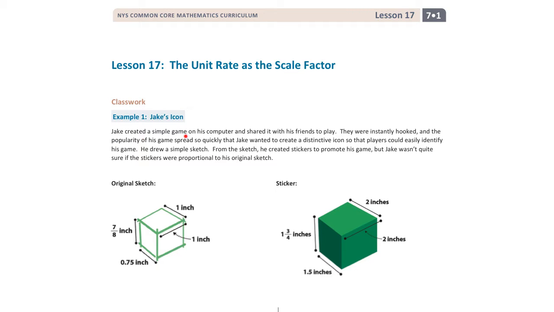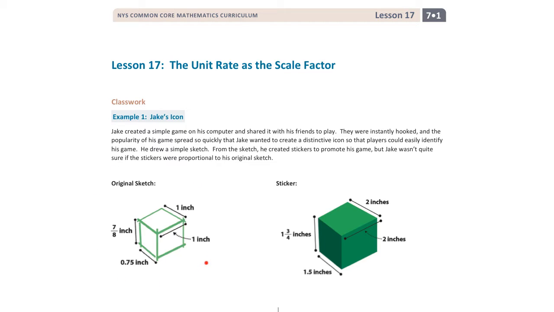Jake created a simple game on his computer and shared it with his friends to play. They were instantly hooked, and the popularity of his game spread so quickly that Jake wanted to create a distinctive icon so that players could easily identify his game. He drew a simple sketch. From the sketch, he created stickers to promote his game, but Jake wasn't quite sure if the stickers were proportional to his original sketch. Let's look at both sketches given below.